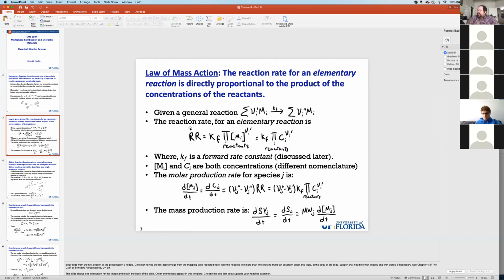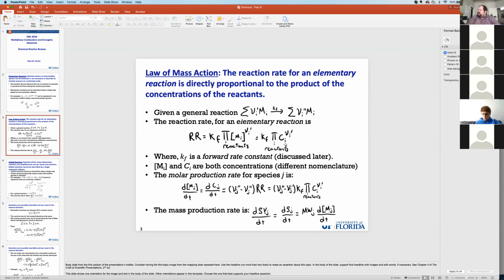The reaction rate for an elementary reaction, I'll call this RR for the reaction rate. Sometimes you'll see Q being the reaction rate variable, but Q is used for heat, so I don't like using Q. So I use RR. RR is just this forward rate constant, and we'll talk about that later on, times the product of all the concentrations on the reactant side, raised to the nu I prime power.